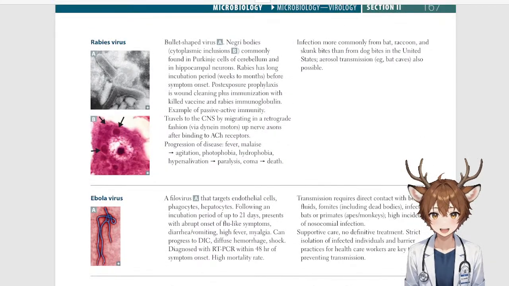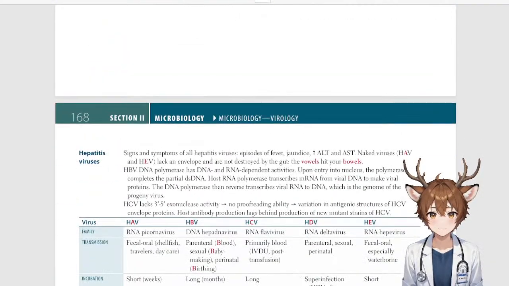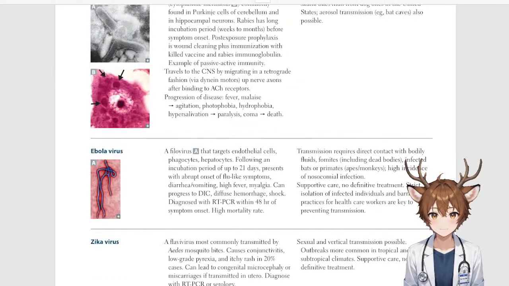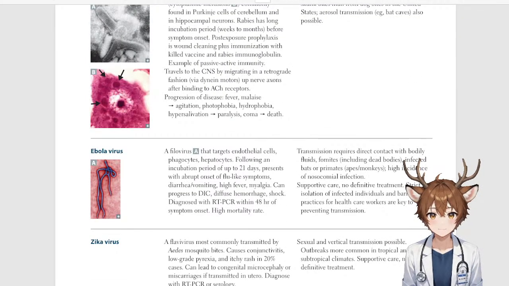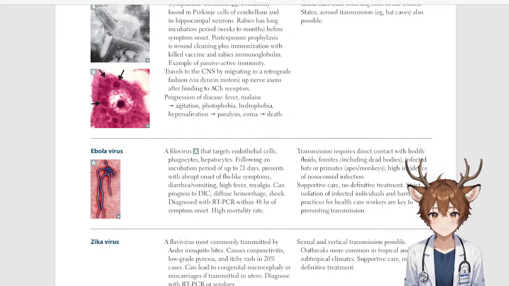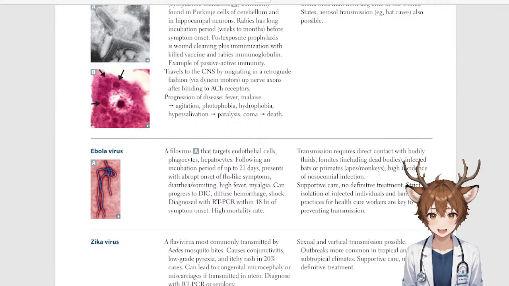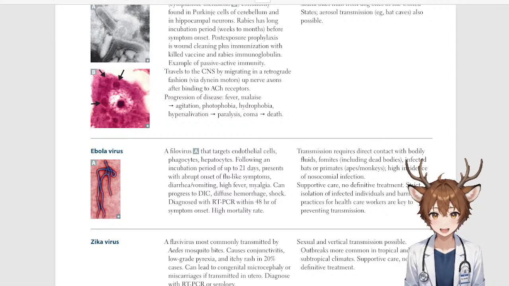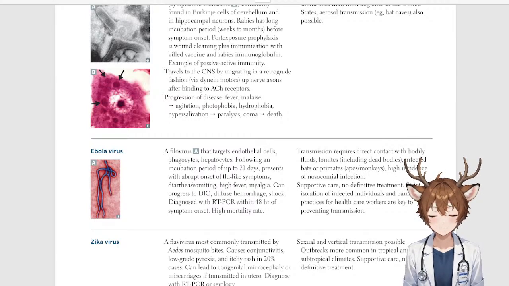We have yellow fever on here. Did we have yellow fever on here? We have Ebola. Arbovirus is transmitted by Aedes mosquitoes. So we have chikungunya virus and dengue fever virus. So we have virus type. So let's talk about chikungunya.